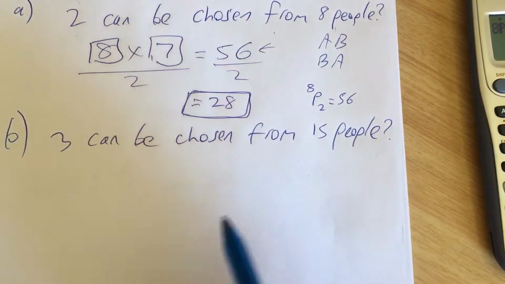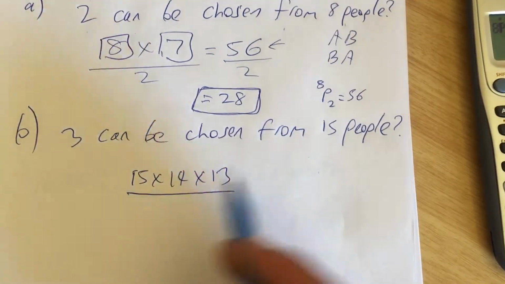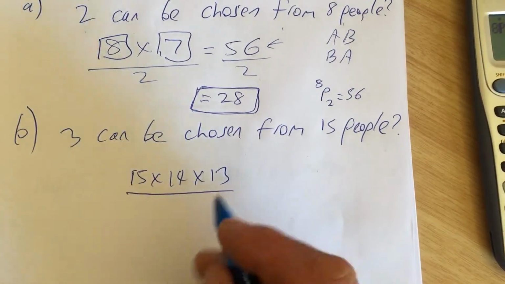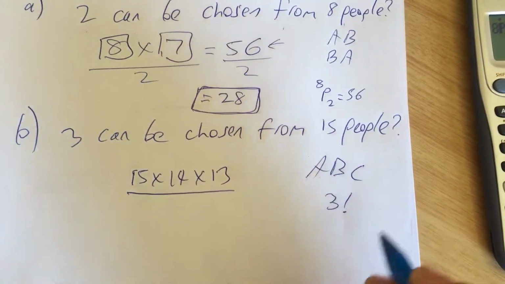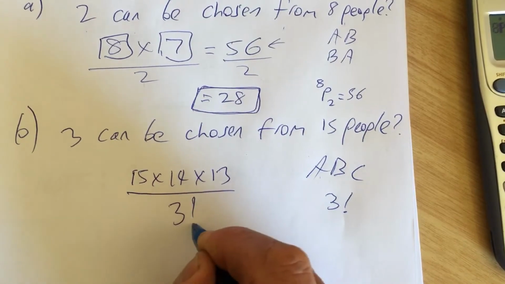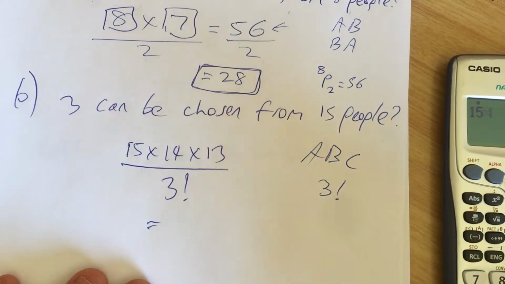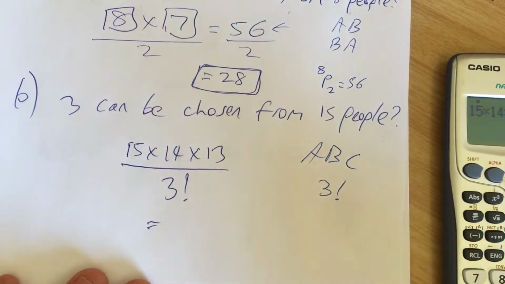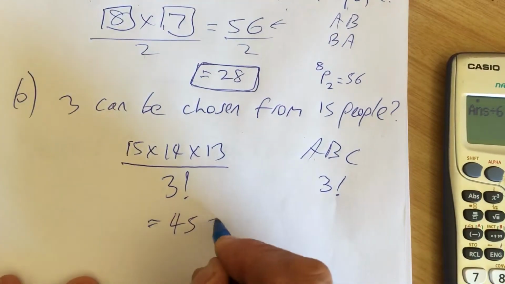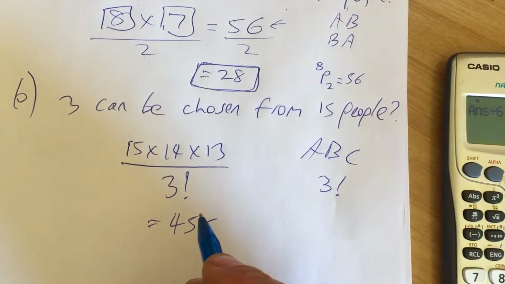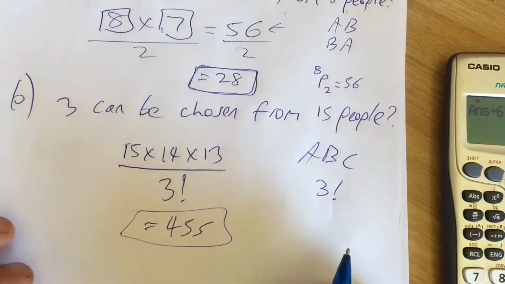All right, what about 3 people from 15 people? Well, it's 15 times 14 times 13. That's to get the 3 different people in order, but because order doesn't matter, A, B, C, 3 people can be written as 3 factorial different ways. So this has got to be divided by 3 factorial. What is that? I'll just work it out. 15 times 14 times 13, which is 2,730, divided by 6, so 455. So that's the number of ways which you can pick committees of 3 people from 15 people.